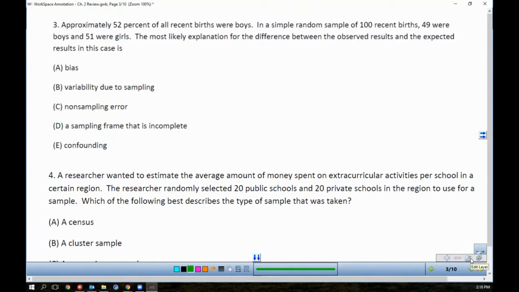A says bias. Is there any way to be biased if you're recording boys versus girls births? No. They don't tell us anything that leads us to believe it's biased. Now, if they told you they only sampled from one hospital, okay, then yeah, I can see where bias could come in there. But they don't tell you. So we can't say bias. Variability due to sampling. All that's saying is if you take one sample, that can be different than another sample, which can be different from a third sample. So, maybe.